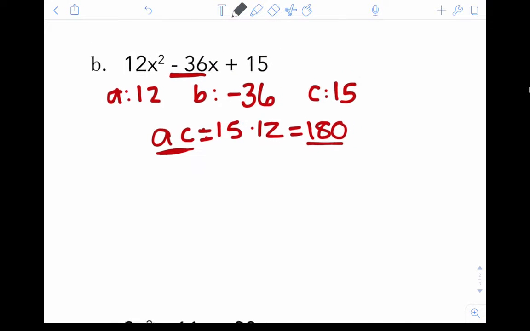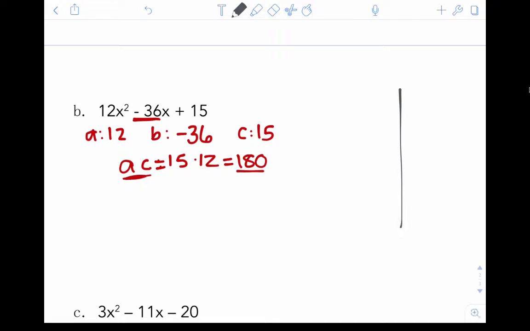So I'm going to come over here to the side. I'm going to make myself a little t-table. I need two numbers that multiply to 180 and then add to negative 36. So now I have a negative thrown in there. If I'm thinking about two numbers that multiply to a positive, I either need a positive and a positive or a negative and a negative. And then if I need two numbers that add to a negative, I've got to have some negatives in there. So the two numbers that I choose both have to be negative.